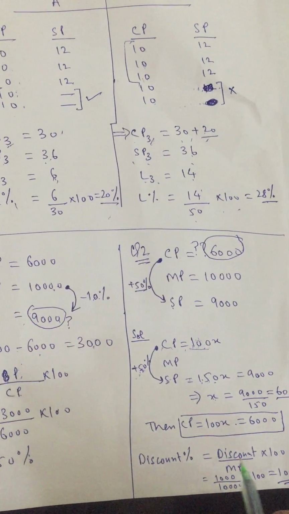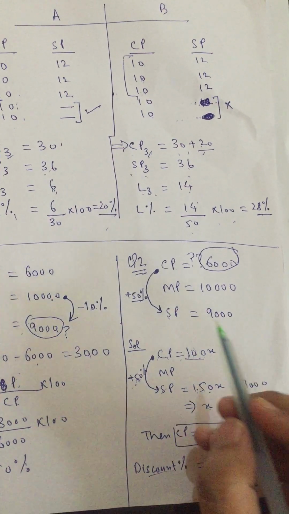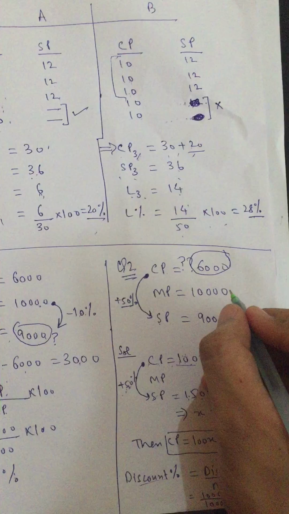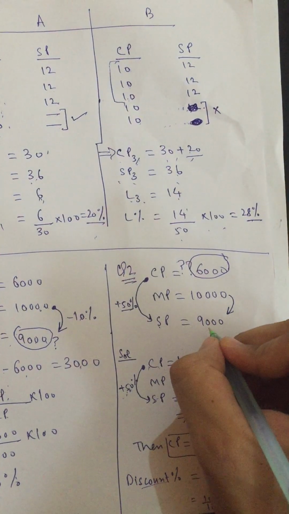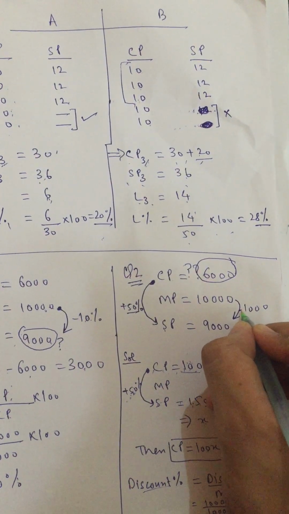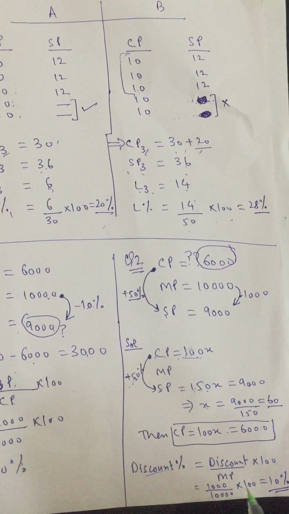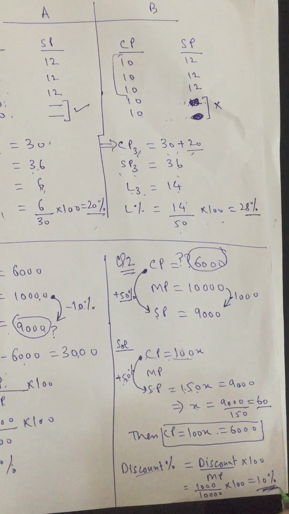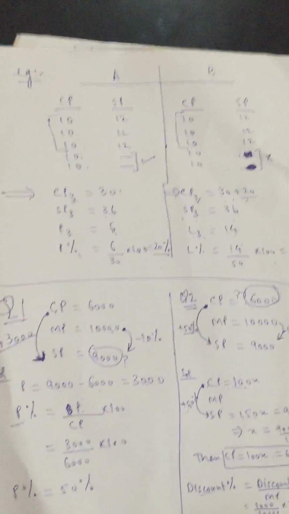Now discount percent will be, what is asked? Discount. So discount upon MP into 100. Discount is, as we can clearly say, tagging was 10,000, but customer paid 9,000. So discount is 1,000 rupees lesser numerically, but percentage wise 1,000 lesser on 10,000 into 100 is 10%. So this was discount. So this is all about the basics of profit and loss.